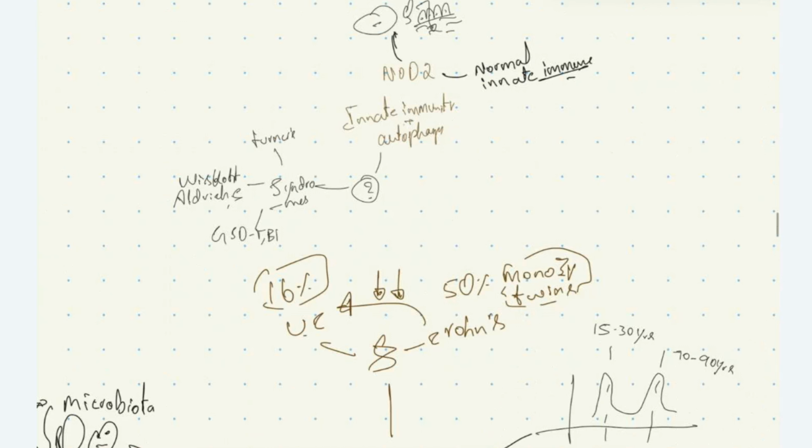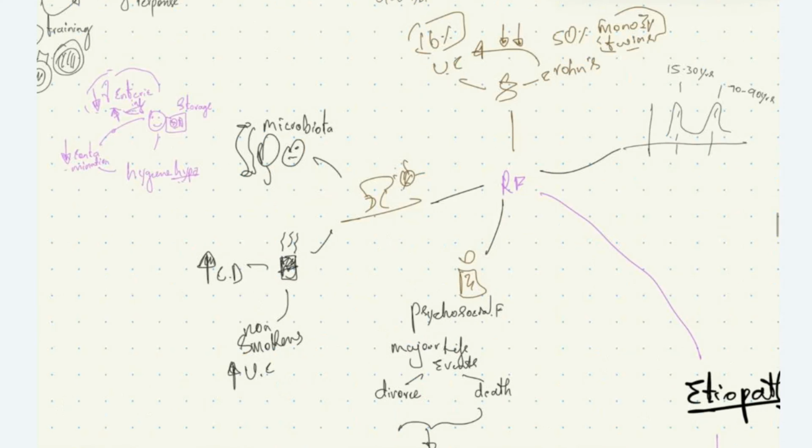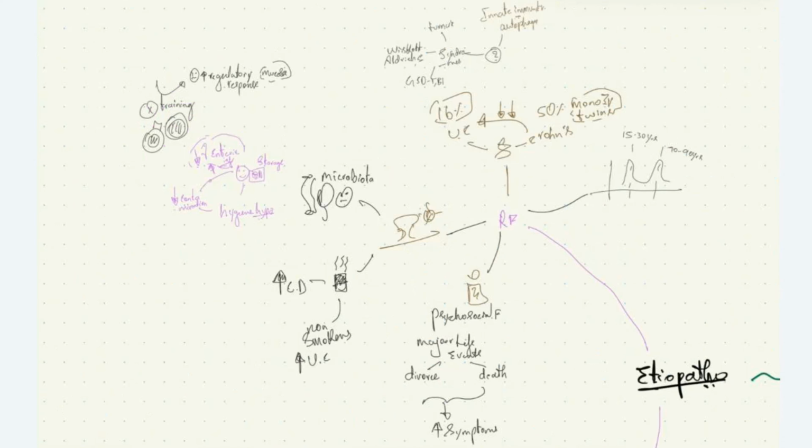Then we have syndromes which are associated with ulcerative colitis and Crohn's disease. Those are Turner syndrome, Wiskott-Aldrich syndrome, and glycogen storage disease type 1B. Now, going on to environmental factors implicated in causing inflammatory bowel disease: impaired microbiota in the gut, impaired microflora inside the gut.